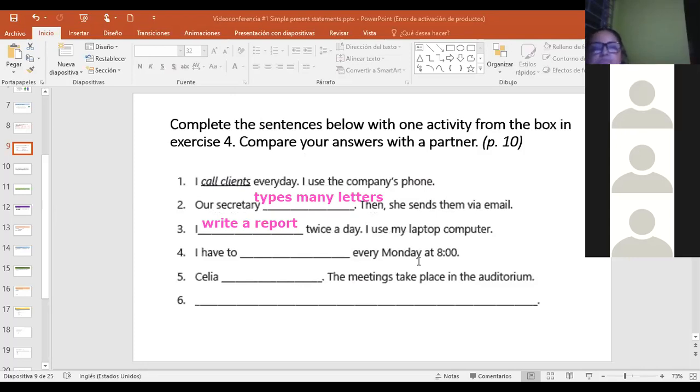Amilcar, please repeat with me. Report. Repita conmigo, Amilcar, report. I write a report twice a day. Listen. Repeat. Report. Very good. Esto es para todos. Report. Okay. Very good. Excellent. Number four. What do you have in number four?